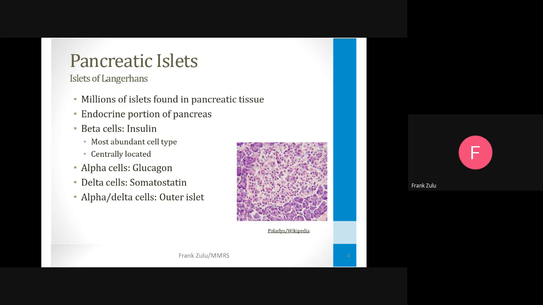The first type of cell is called the beta cells. The beta cells are the ones that produce insulin. Beta cells of the islets of Langerhans are the ones that are able to produce insulin. Okay, we also have what is known as the alpha cells. These alpha cells are the ones that will produce glucagon.